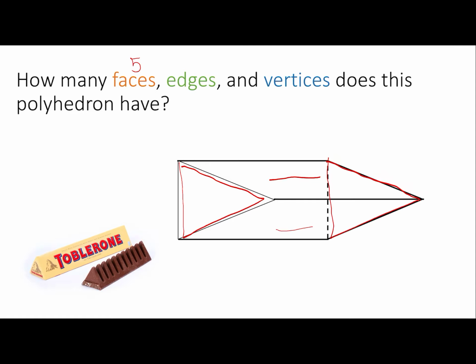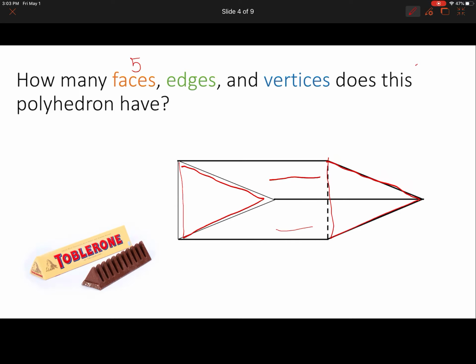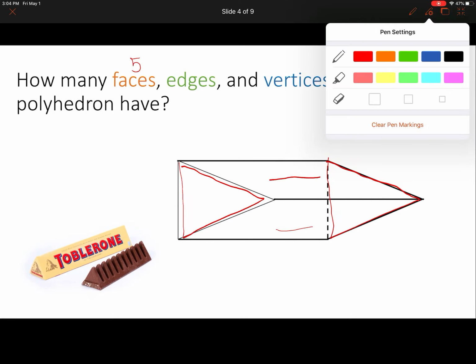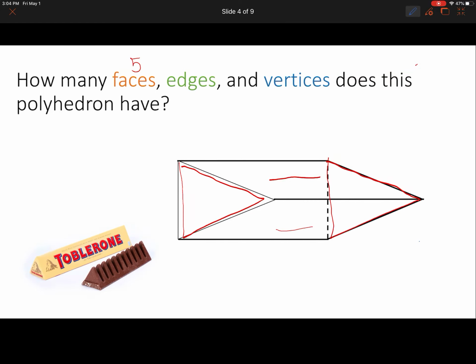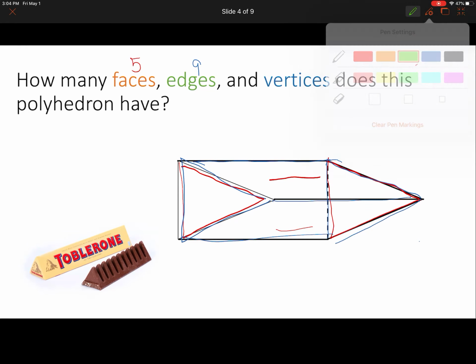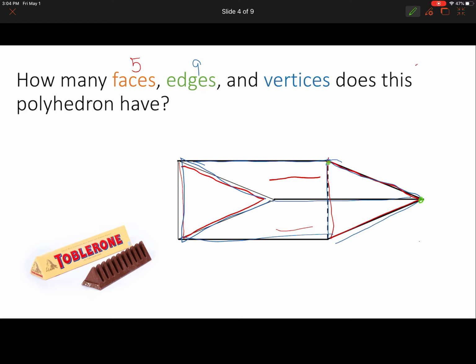How many edges do we have? Let's grab a different color here. Edges. Well, the edges are what connects the bases together, or the polygons together. And so we have one edge here. Here's the second. Here's the third. 4, 5, 6, 7, 8, 9 edges. And finally, we need to figure out how many vertices we have. So we want to count all the points. 1, 2, 3, 4, 5, and 6 vertices.